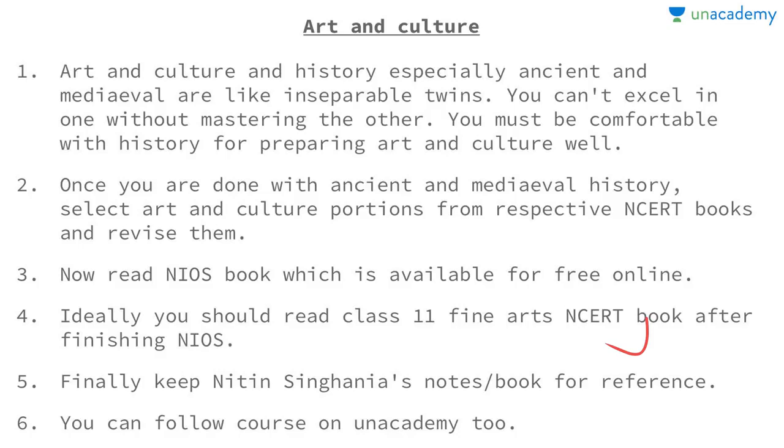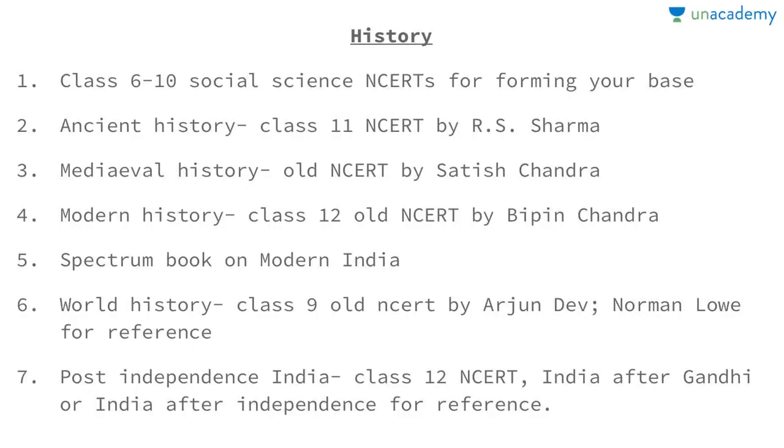And again, for art and culture, I have made a crazy course, so you can watch that. Then in history, class 6 to 10 social science NCERTs form the base. Class 11 NCERT by R.S. Sharma for ancient history is good. In medieval history, the old NCERT by Satish Chandra is also good. And in modern history, you have the class 12 old NCERT by Bipin Chandra. So these are the good books which you can focus on.